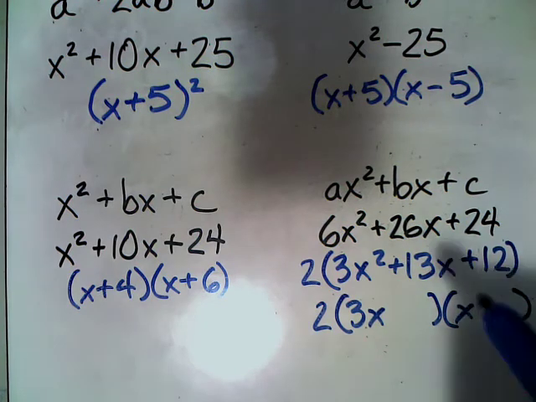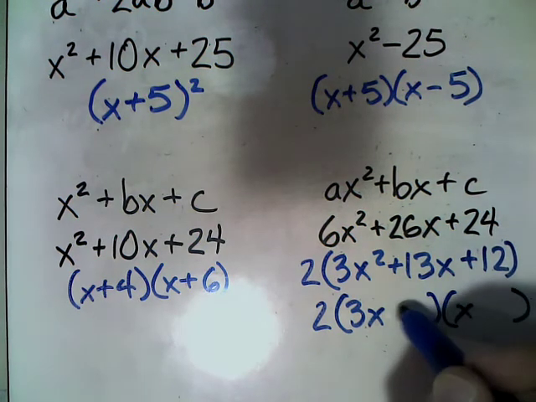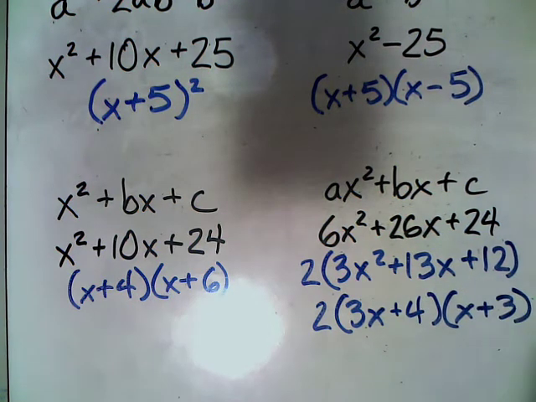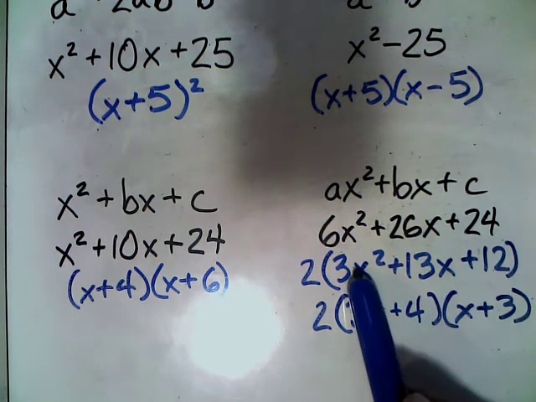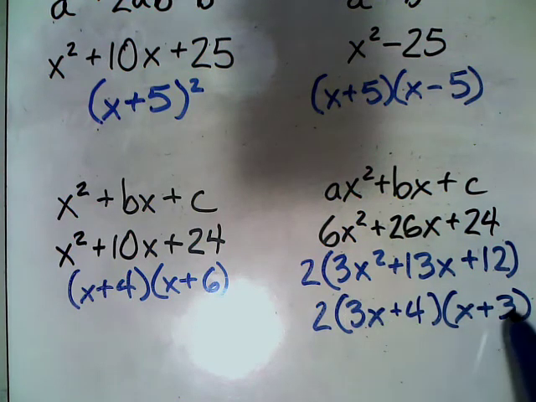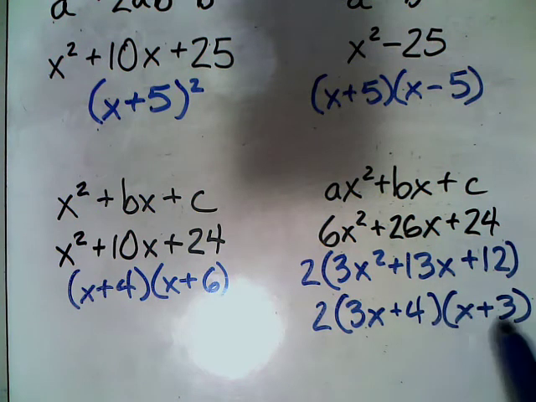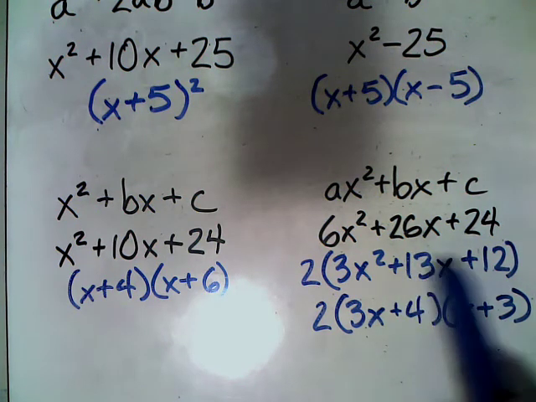So when I consider that, maybe I try out 4 here and 3 here. And now if I were to FOIL this, 3x times x would give me my 3x squared. 3x times 3 would give me 9x. 4 times x would give me 4x, so 9x plus 4x, sure enough, gives me that 13x.